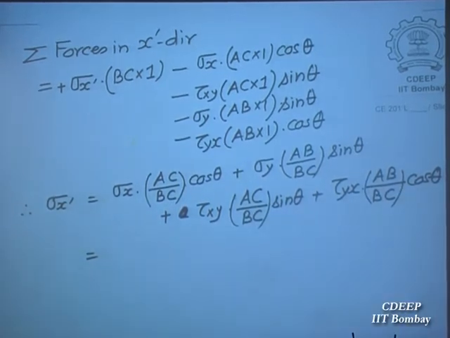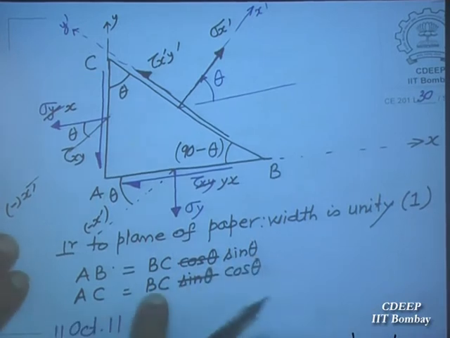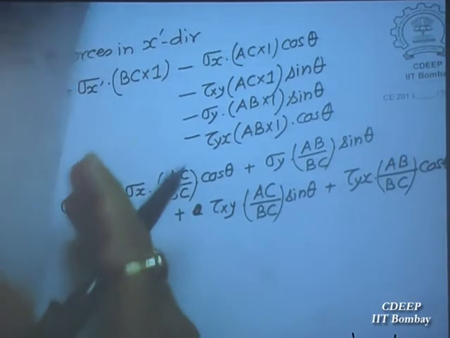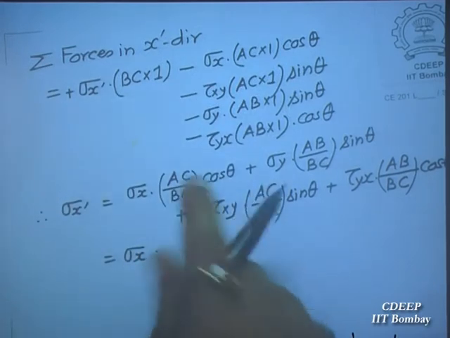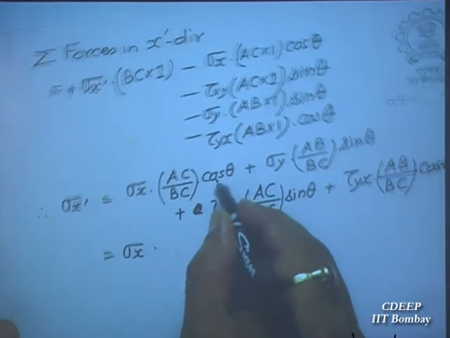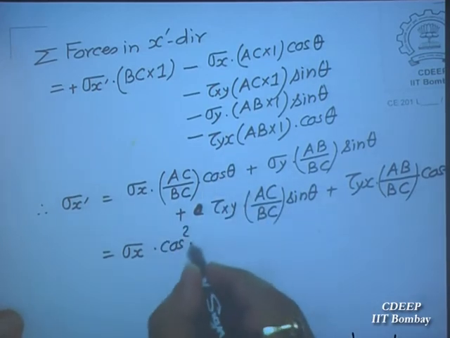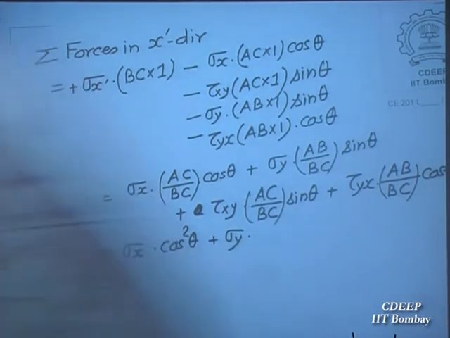So sigma x, I think right in the first we have written here, AB equal to BC sine theta, AC equal to BC cosine theta. This one is there. So this one is sigma x multiplied by AC by BC, which equals cosine theta. So this one will be cosine theta into cosine theta. Get it? So what will be there here? Cos square theta. Plus sigma y AB by BC.